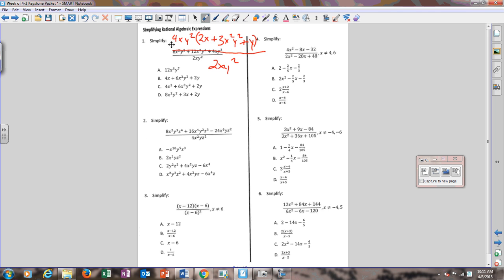Now we can cancel. 4 divided by 2 just gives you 2. The x's cancel. The y squareds cancel. And so we're left with 2 times 2x plus 3x squared y squared plus y. But that's none of our answer choices. So let's redistribute this 2 now that we have it simplified. So it'll give you 4x plus 6x squared y squared plus 2y. And so it's got to be B. These are a little more difficult.